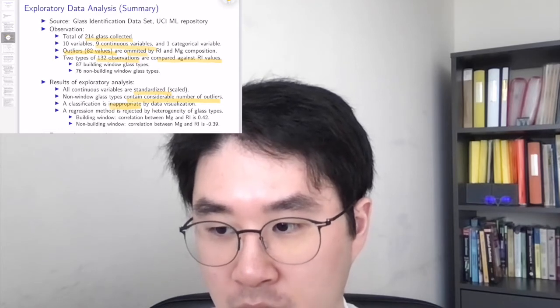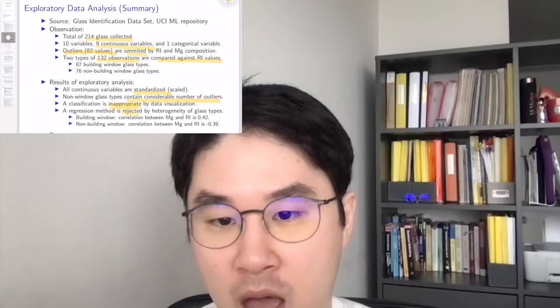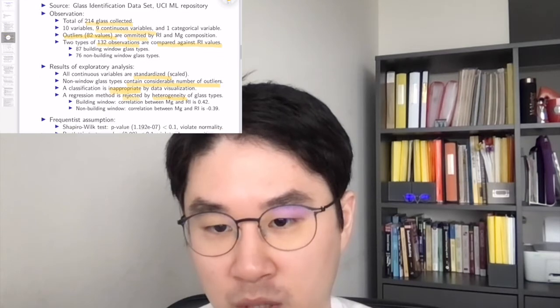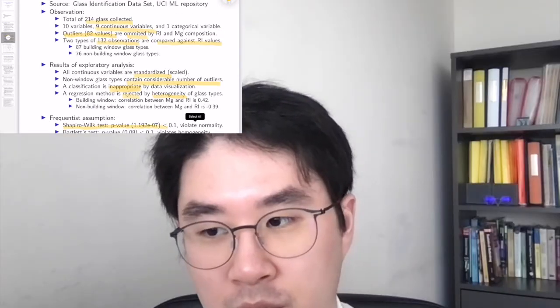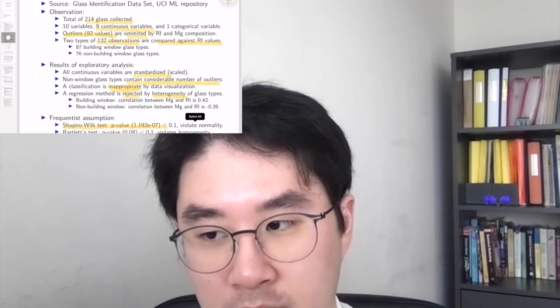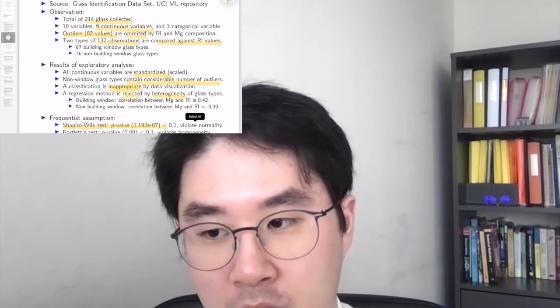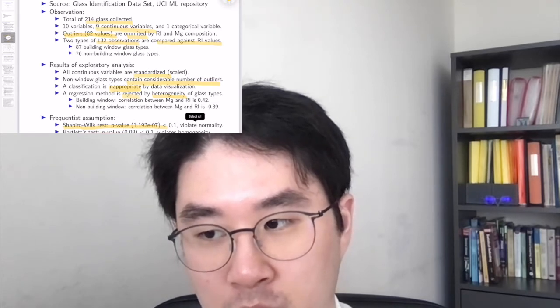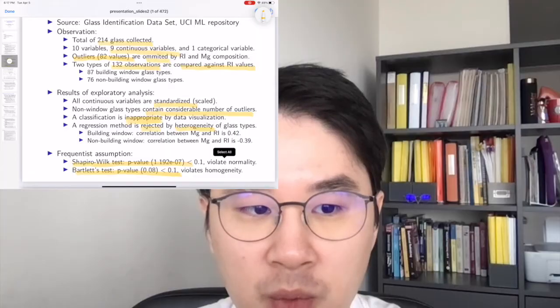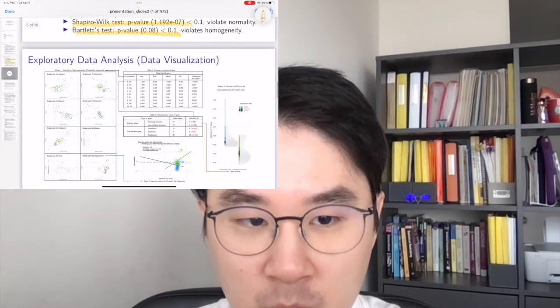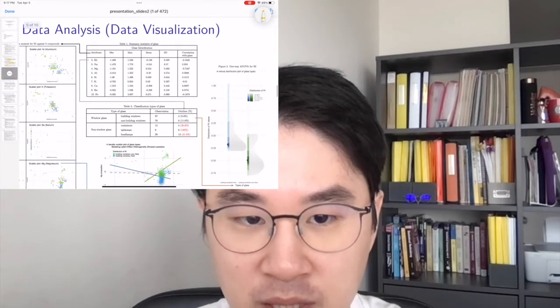A classification problem is inappropriate, and we also found that the regression method is rejected by the heterogeneity of the class types. For frequentist assumptions, the Shapiro-Wilk test shows a p-value less than 0.1, violating normality. Also, the Bartlett test shows a p-value less than 0.1, violating homogeneity. First of all, Table 1 shows the summary statistics for the 10 variables in the glass data.